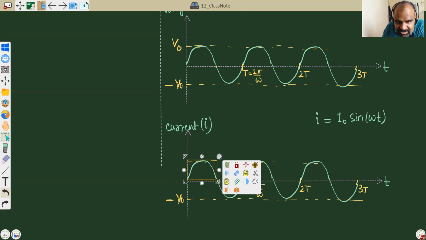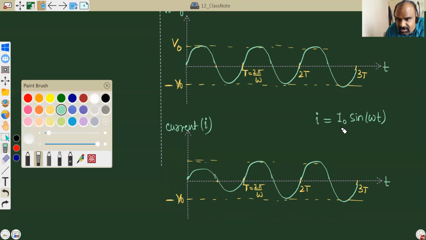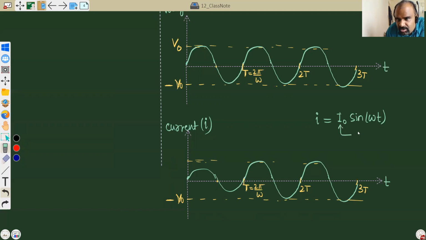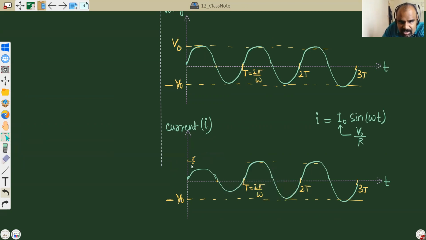Second thing is that this function will be slightly squished, because, you know, I naught is how much? Come on, what is the value of this I naught? Wasn't it V naught by R? Yes, sir. So V naught by R. So you see this function will be slightly squished, or I don't know what you call it in English, slightly compressed, because this is not voltage, this is current.